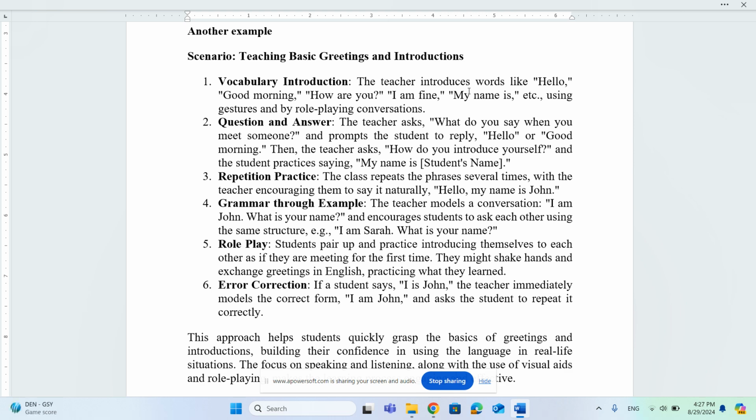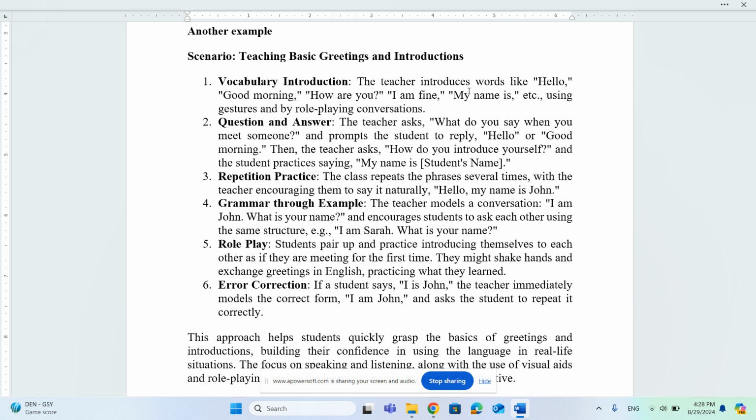And role play. This should be played by your students, one by one. Students pair up and practice introducing themselves to each other as if they are meeting for the first time. They have to pretend that they are meeting for the first time, and they have to say, hello, I'm Vishal, what's your name? Hello, I'm this, what's your name? In this way they play the role as if they are meeting for the first time. And they might shake hands also, and exchange greetings in English, practicing what they learned.